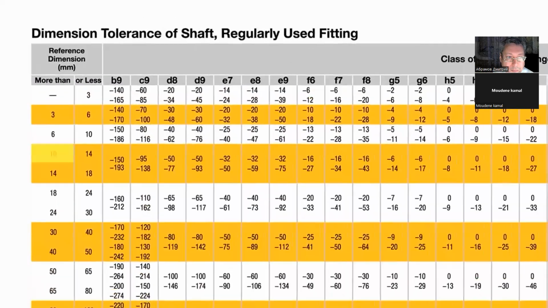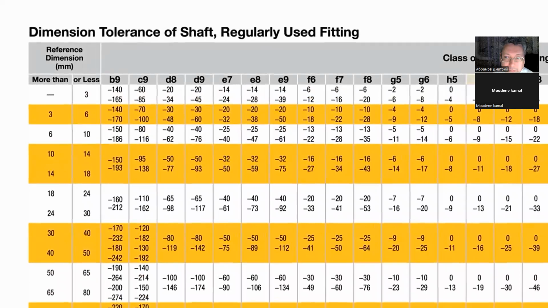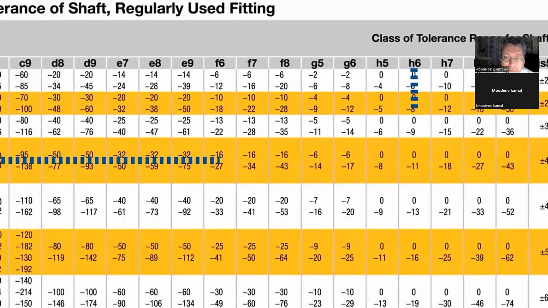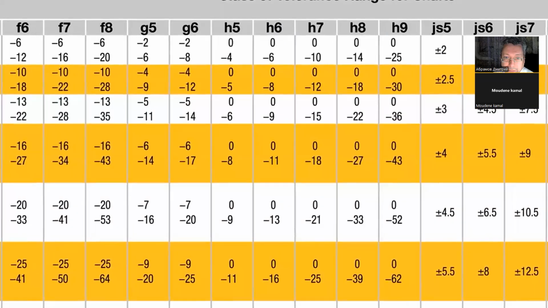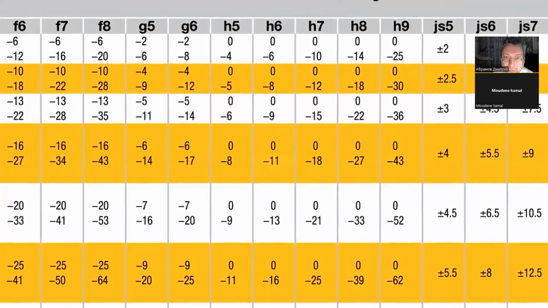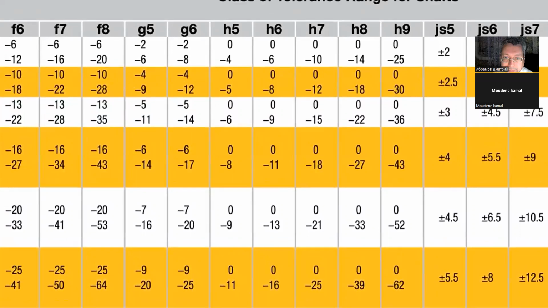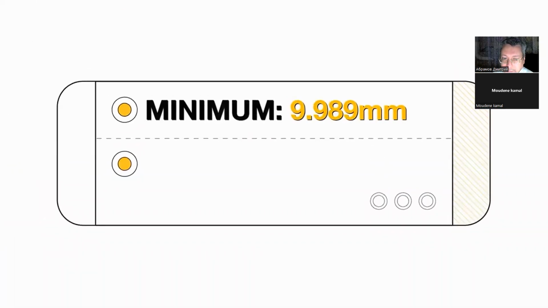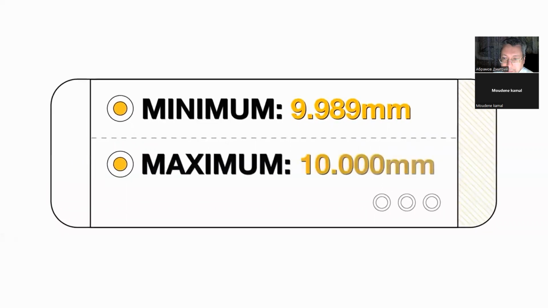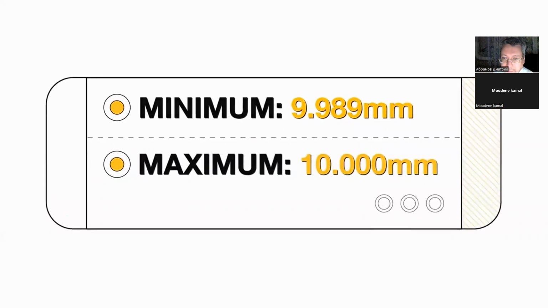If we look at a 10 millimeter shaft with an H6 tolerance, 10H6, we can see the expected tolerance is no larger than the basic size, but is capable of being 11 microns under 10 millimeters. This brings the expected minimum to 9.989 and the maximum to 10.000 millimeters.